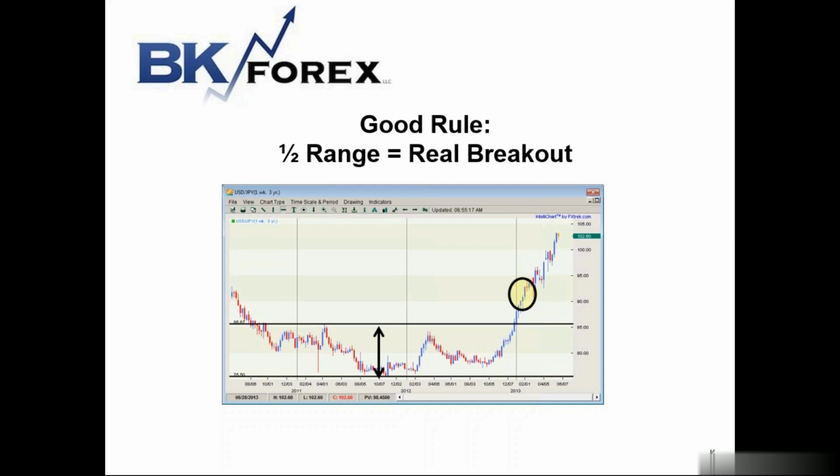So we need to be able to decipher between a false break and a real break. And I would say a good rule of thumb is that if the instrument moves by more than half of the range, then you've got a real breakout.